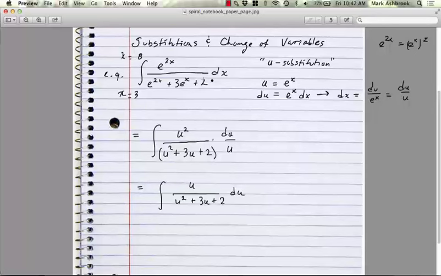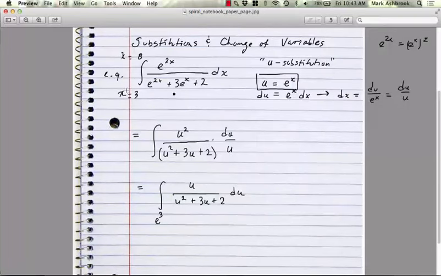Well, the whole point is we changed from x into u, and what was our definition for changing from x to u? It's this right here, right? So if we start at x equals 3, what does u start at? What is it? e cubed, right? So when x is 3, what is u?